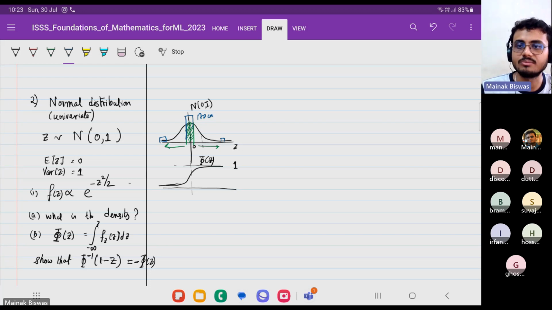So your class marks and your grades are modeled using the normal distribution. Why? Because the class average says 70 and the standard deviation is 15. So you will see that most of the people are getting around 70. One or two got 95. One person got 95 and one person failed maybe.